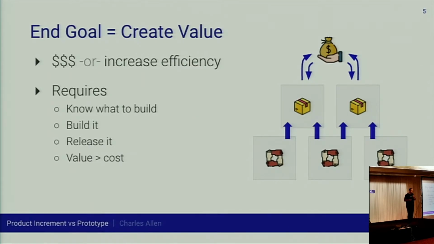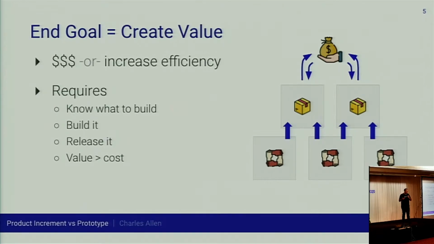To create value for your company, you need to first know what product you need to build. You then need to build it. You need to release it. And the value of the product needs to be greater than the cost that you've expended to create that product. So a key point here within the scope of Agile is that typically in modern companies, in creative industries, we don't know at the start of the project what we need to build. So this knowledge is a key aspect of Agile.